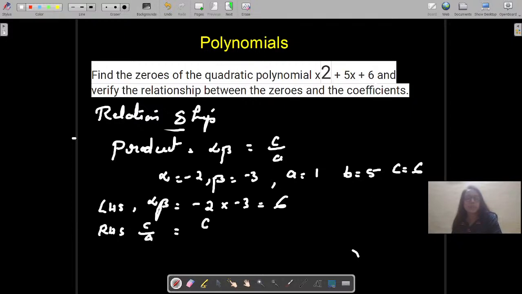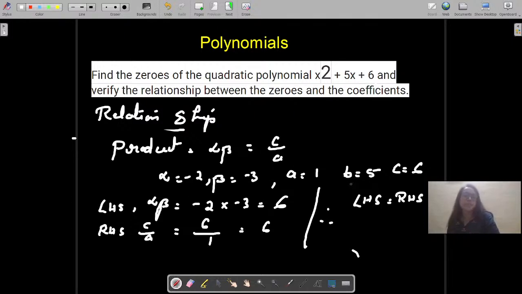C is equal to 6. 6 by A, which is 1. That is equal to 6 by 1, which is equal to 6. Therefore LHS is equal to RHS. So the product is also verified, right? Product is also verified. So we can say that this equation is true. That is, we verify the relationship also.